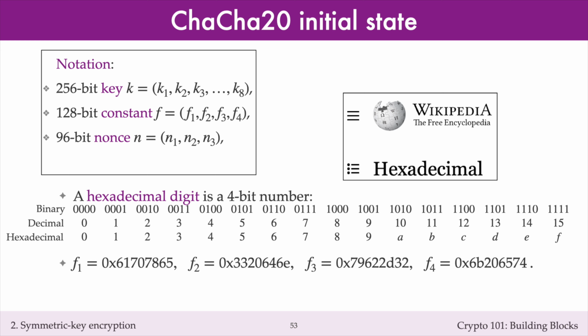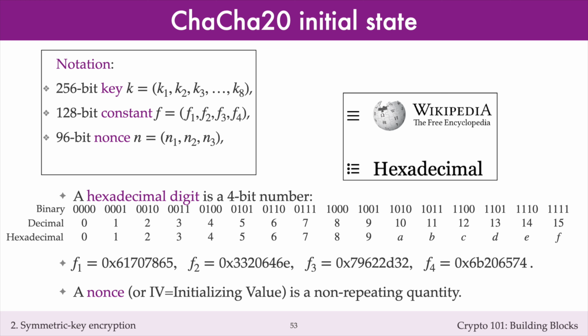ChaCha20 uses a 96-bit nonce N, written as a sequence of 3 32-bit words. A nonce, also known as an initializing value IV, is a non-repeating quantity. Nonces are usually selected at random or by incrementing a counter. ChaCha20 also uses a 32-bit counter C.